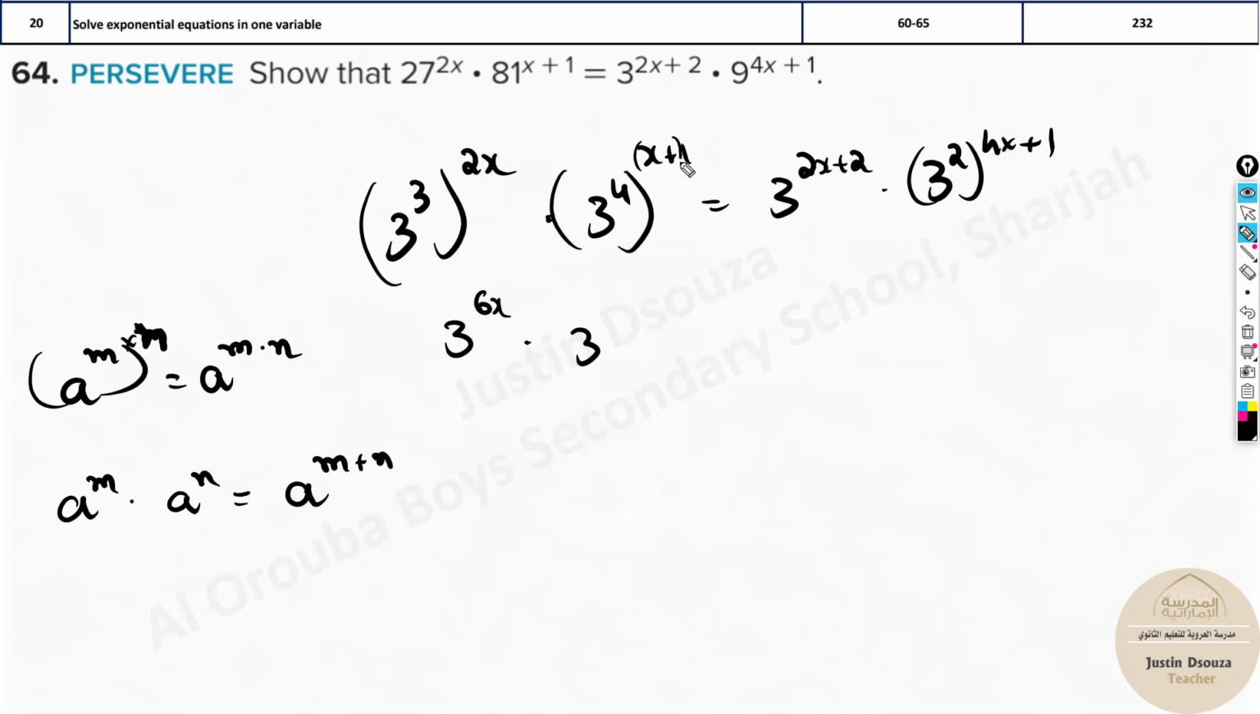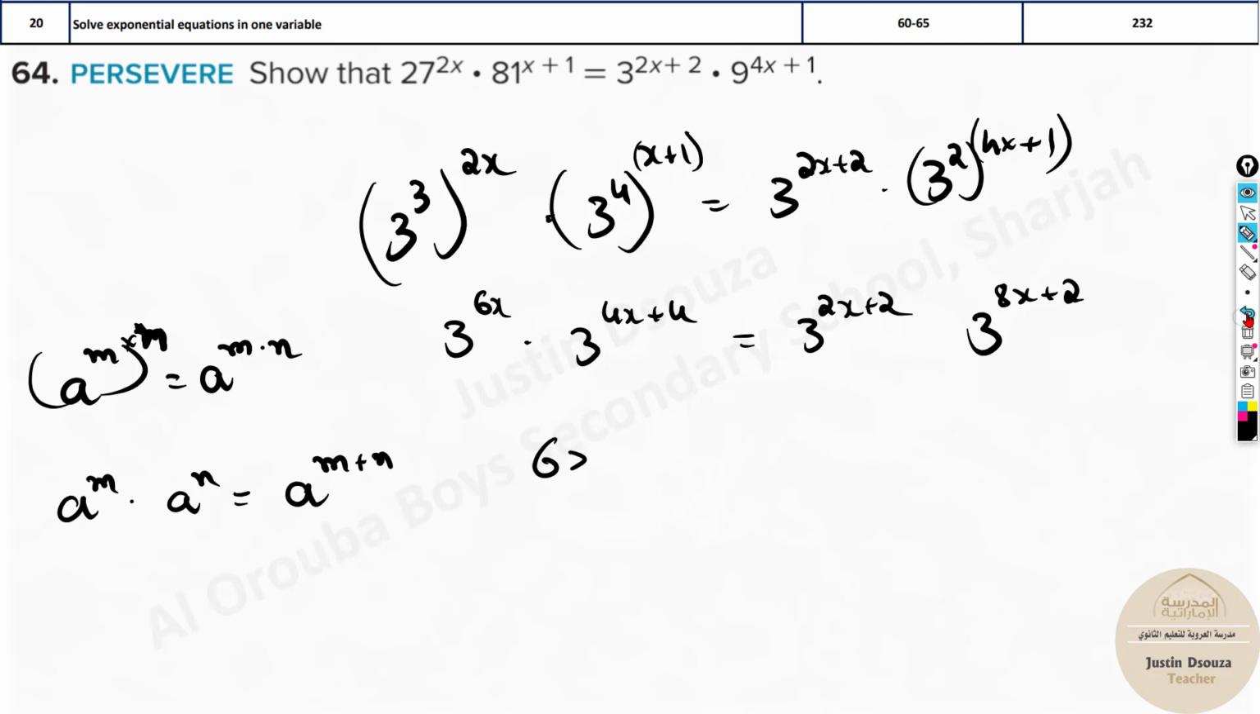Now this 4 will be distributive property, okay? It's not just for one term, it's distributive. So it will be 4x plus 4 equals 3 to the 2x plus 2. And lastly, we have 3 again distributive property. It will be 8x plus 2. Now all the bases are same, so equate whatever is the power. 6x. Now, okay, one more thing.